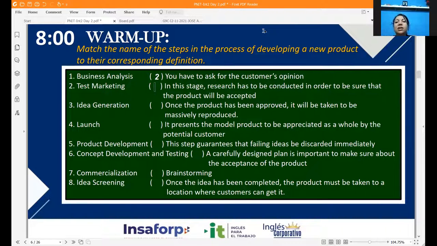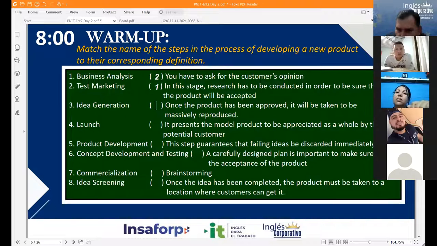Test marketing. It's marketing, right? But we have already test marketing in number two, in the first one. Business analysis. Business analysis, okay. You know that in these ones, one or the other could be. One or the other could be in that case. Okay. What about in number three?